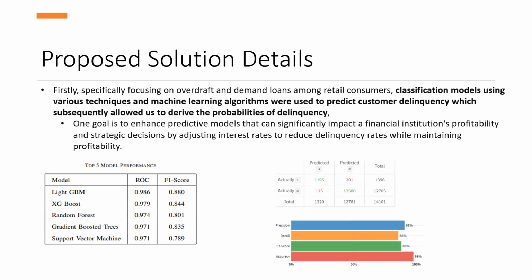So one goal is to enhance the predictive models that can significantly impact a financial institution's profitability by adjusting one of their parameters, such as interest rates, to reduce delinquency. And so we looked at several models, an exhaustive list, and we used the top one, which in this case was the LightGBM model, and it gave us a pretty high F1 score there, 0.88. And then the diagram on the right-hand side, which is the confusion matrix, pretty much shows how we would have computed those F1 scores with our actual versus the predicted values. So we got some very good results using these models.